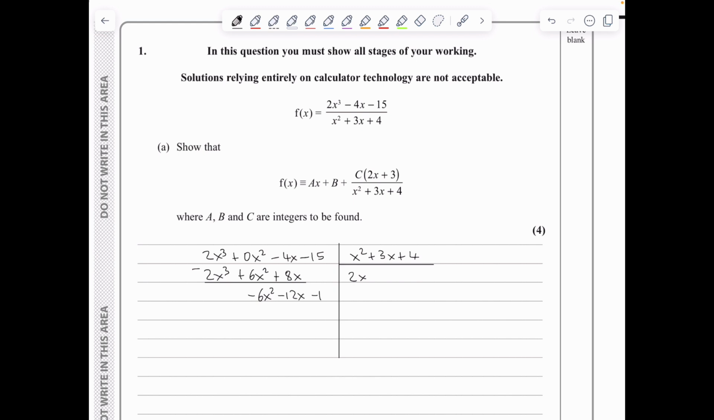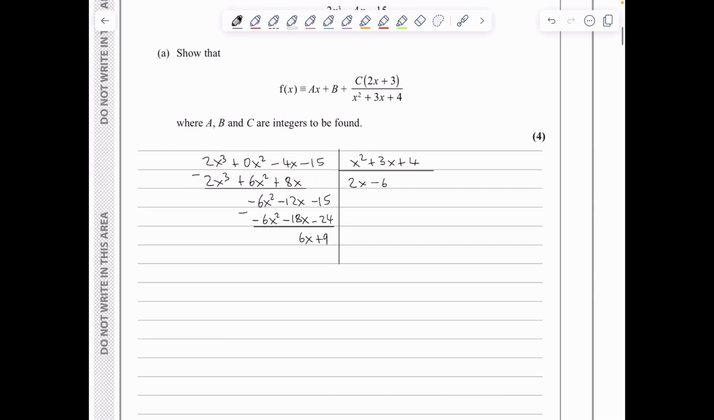So I need the minus 6 here, so minus 6x squared minus 18x minus 24, and I deduct once more, and I get 6x plus 9, and therefore we have that f of x can be written as 2x minus 6 plus 6x plus 9, which is the remainder, over the divisor of x squared plus 3x plus 4.